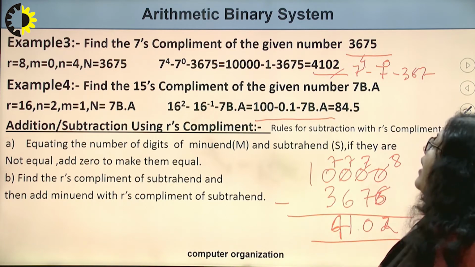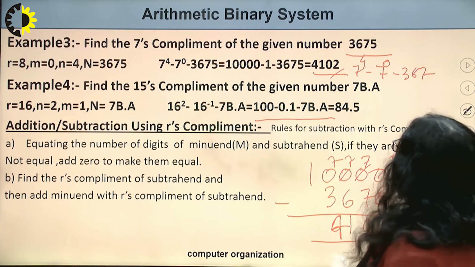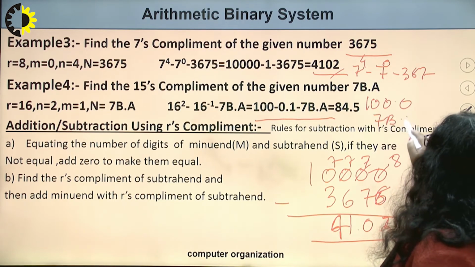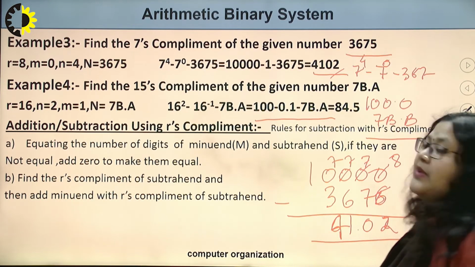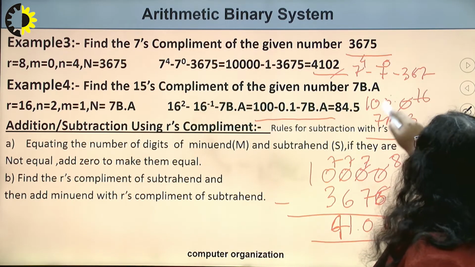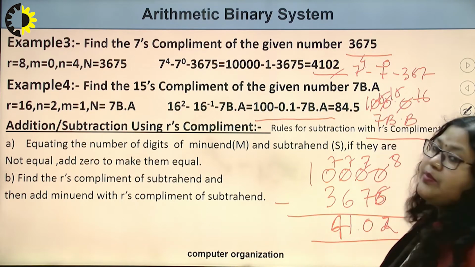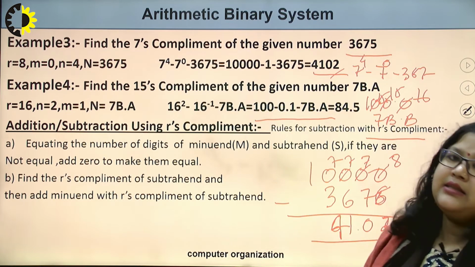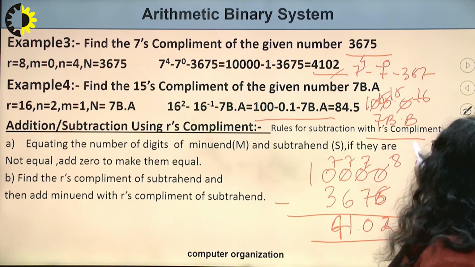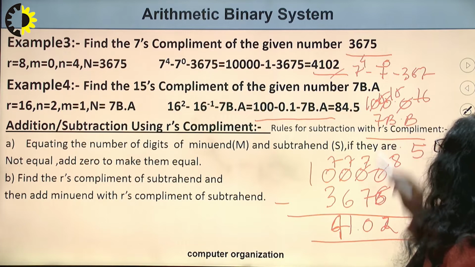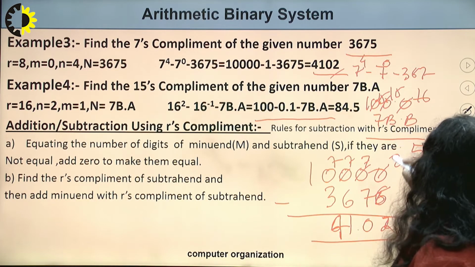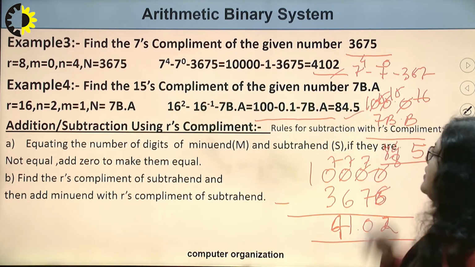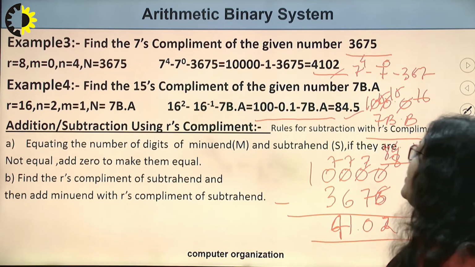So first we have to subtract this number, 7B.B, from 100.0. This is basically 16. This is 15. This is 15. I already explained how we have to do this. So it's 16 minus B. A is 10, B is 11. So it is 16 minus 11, that is 5. 15 minus 11, that is 4. And 15 minus 7, that is 8. So it is 84.5. This is the answer. So these are the rules of the r's complement form.